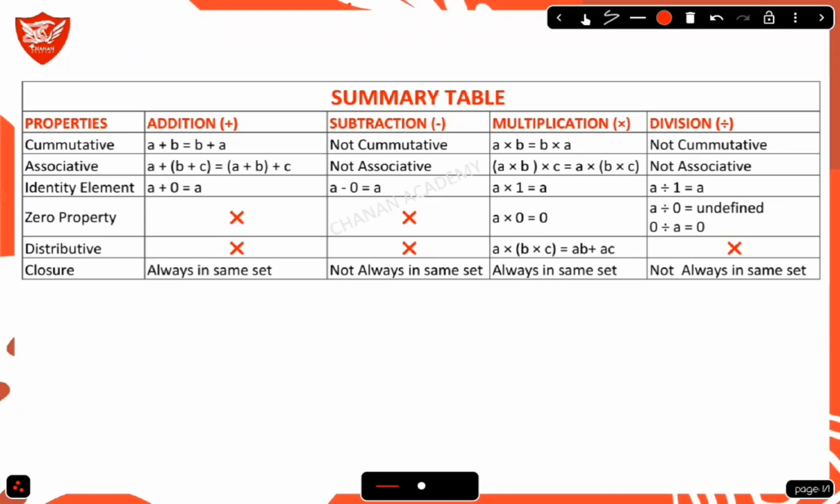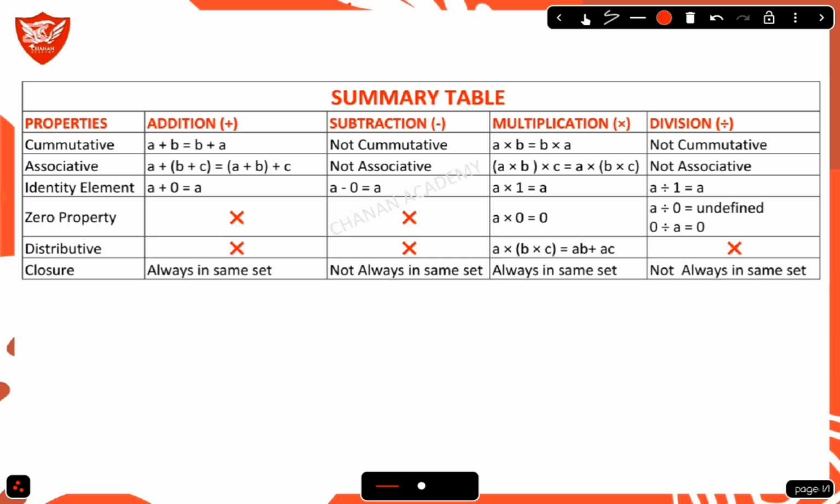So we spoke about the properties of the basic operations in mathematics in our previous video. In this video we are giving a summary of these properties. As you can see, we have the commutative property, the associative property, the identity element, the zero property, the distributive property, and the closure property. If you've not watched that video, please kindly go and check it because it was well explained there. This is just going to be a summary of the video.